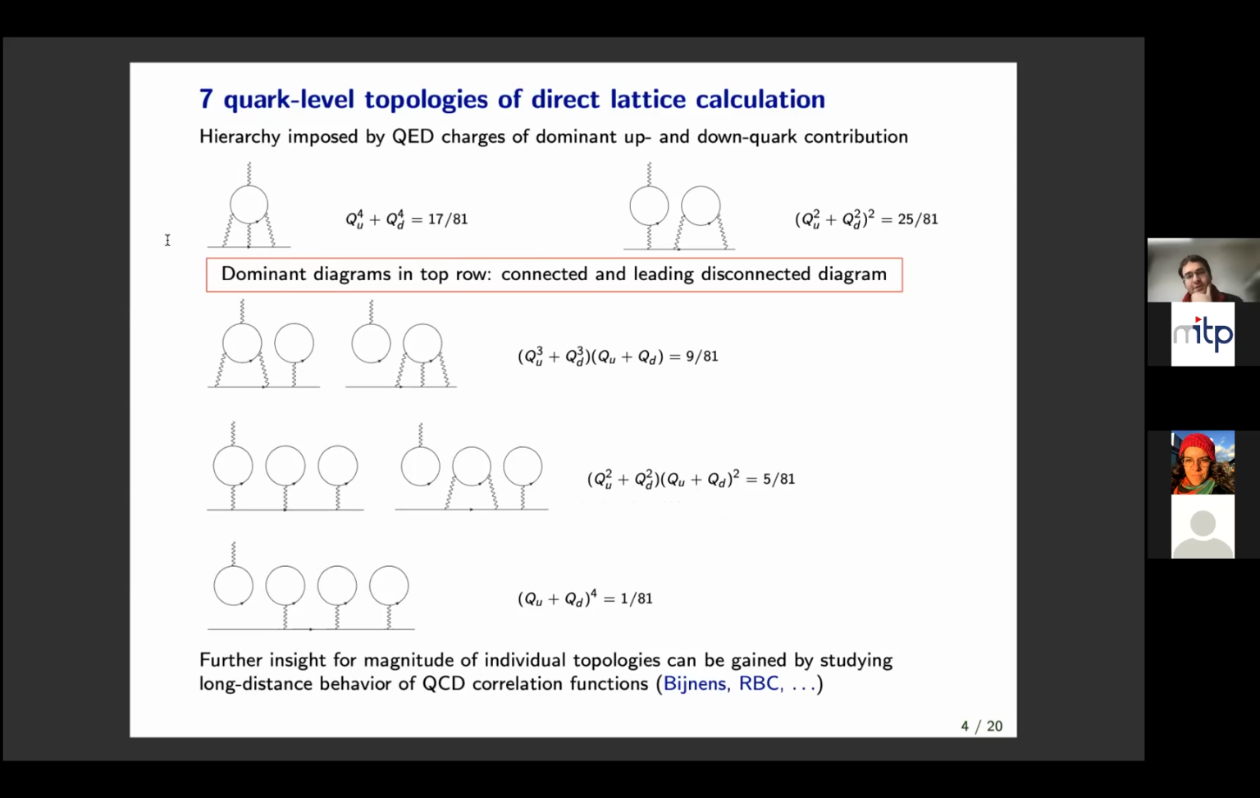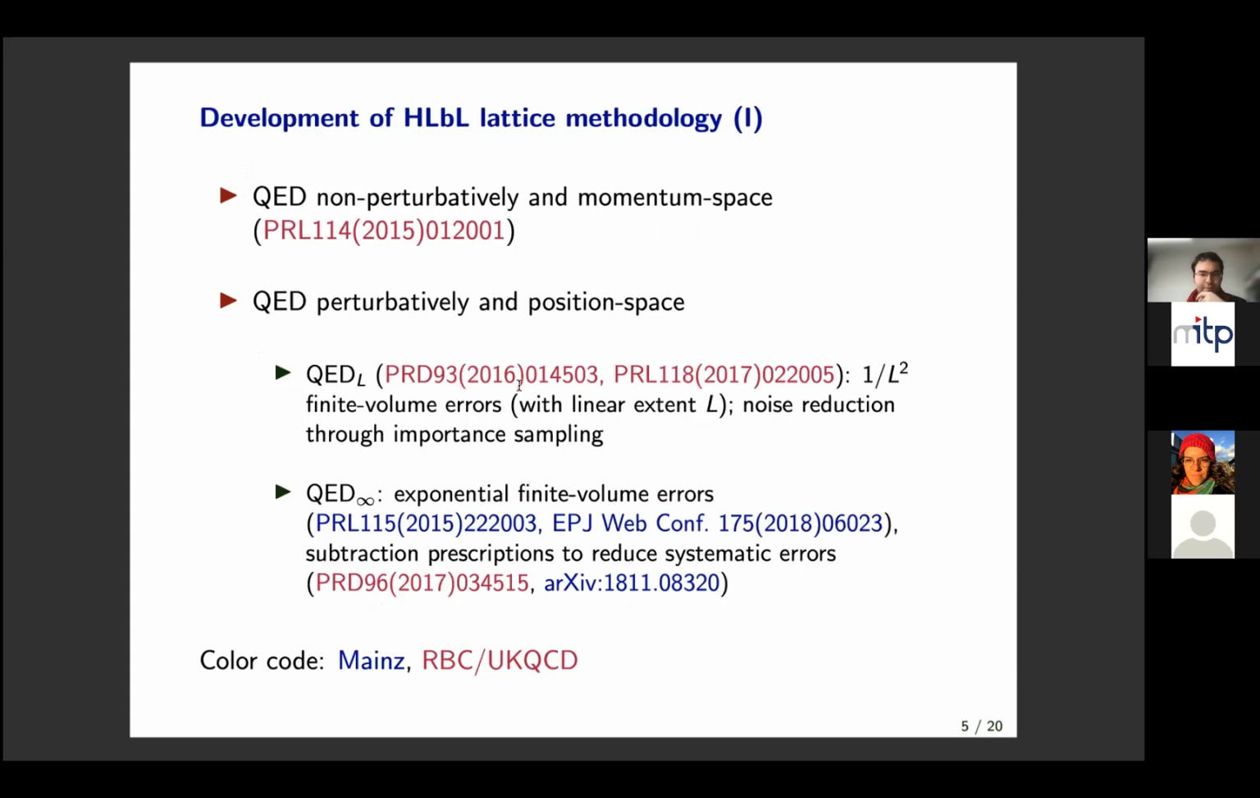If you keep the photons in finite volume, you have a natural infrared regulator for the quark loops that keeps the size of them a little bit smaller, which helps with the statistical noise, but it comes at the cost of power-law-like finite volume errors. Conversely, if you do this immediately in infinite volume, you only have exponential finite volume errors, but the statistical noise, in particular if you go to physical pion mass, is quite a bit larger.